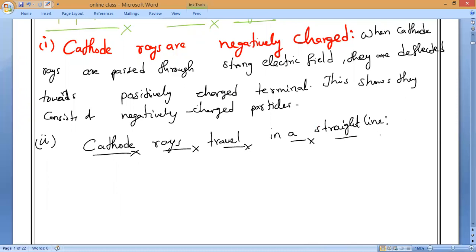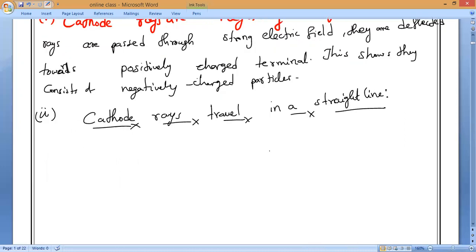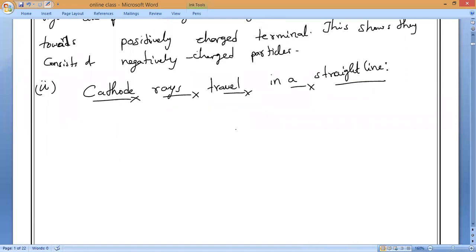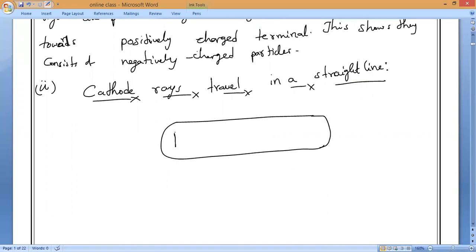Now, let us discuss. Cathode rays can cast a shadow of an opaque object on the wall opposite to the cathode. So cathode rays travel in a straight line, similar to normal light rays. I will explain it. Observe. When I take a discharge tube, observe how we can say they are traveling in a straight line. This is called the negative terminal. High voltage is connected. What is this called? Cathode. Yes or no? All of you?